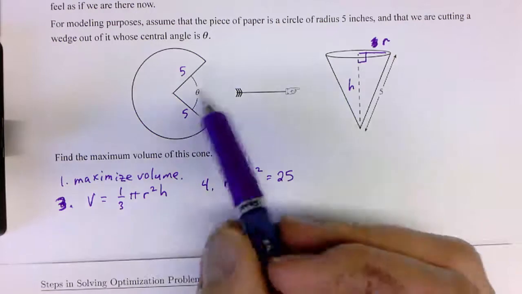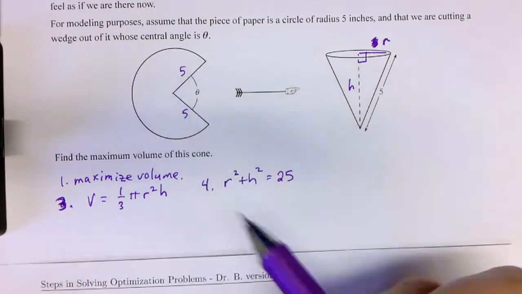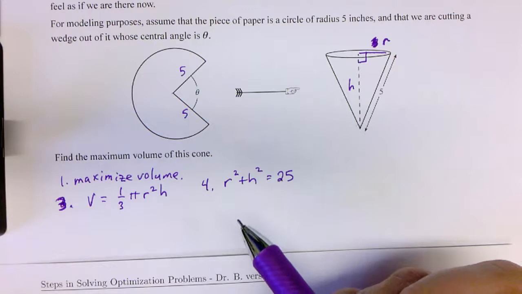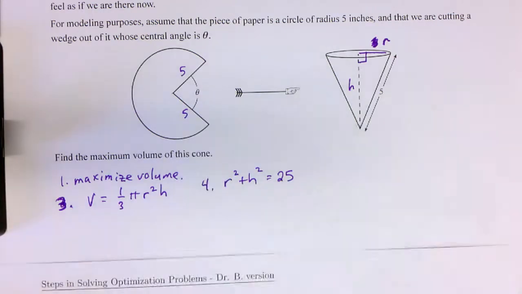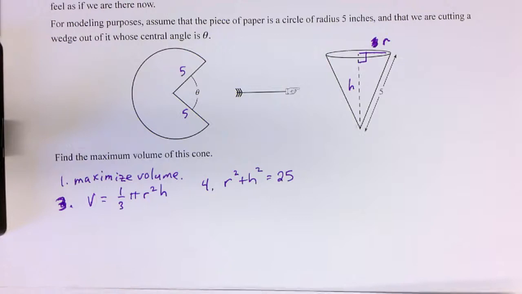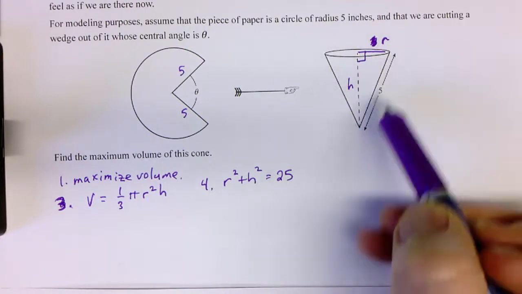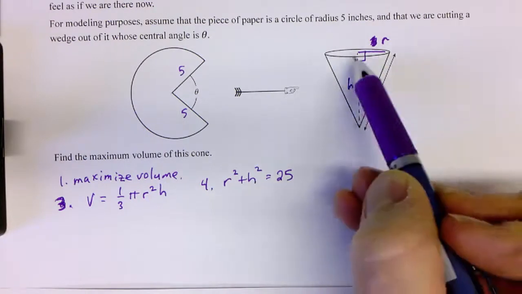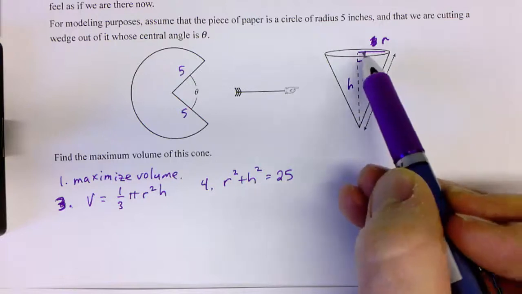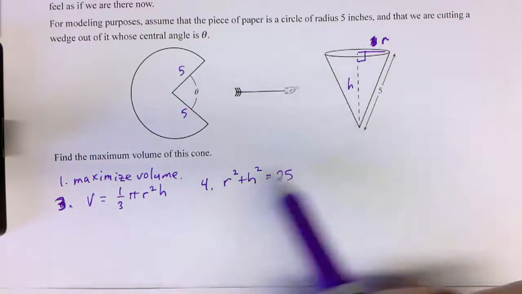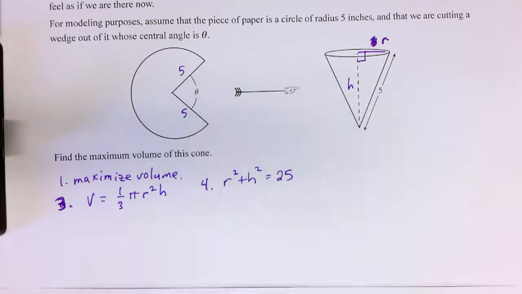Now, it's possible to set up this whole problem in terms of this angle theta, but the problem's quite a lot harder that way. It seems natural to do it that way. But this trick of using the Pythagorean theorem, there's a right triangle sitting inside of this cone, allows us to just ignore theta altogether.